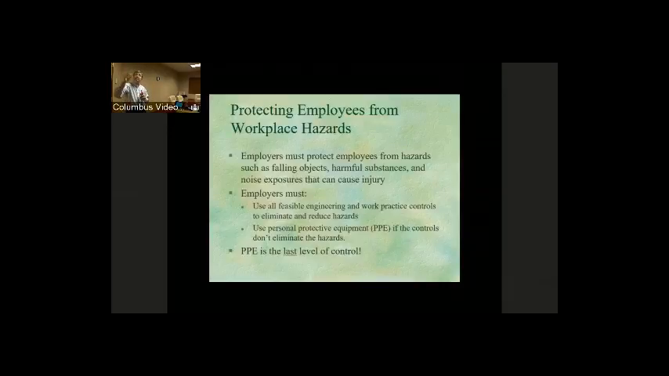We must protect our employees from the hazards such as falling objects, harmful substances, noise exposure, chemical exposure, dust, mist, vapor, fumes in the work area. And employers must use all feasible engineering and work practice controls to eliminate and reduce these hazards. Then we can use personal protective equipment as the third option. As you look on the slide right there, PPE is the last level of control.